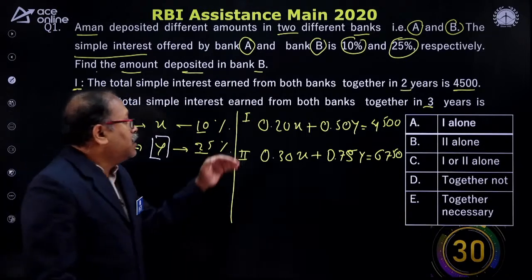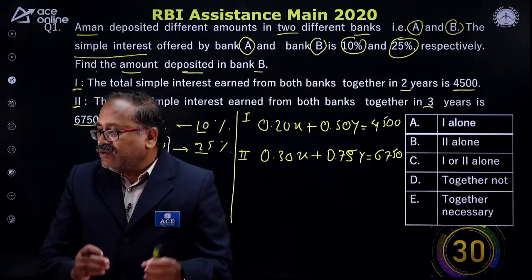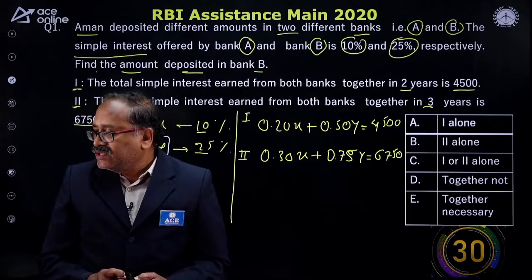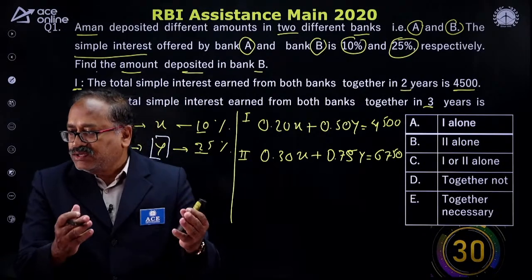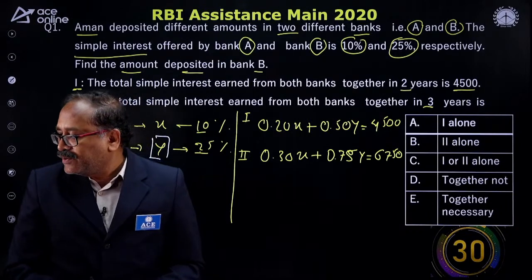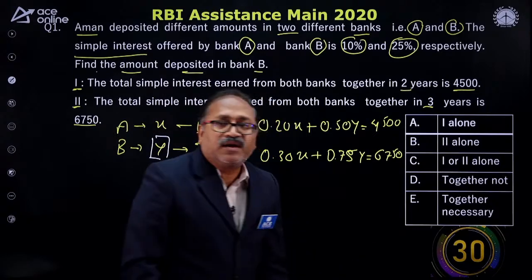Is 1 and 2 together sufficient to answer the question? Now I will wait for 30 seconds. Let's answer this, my young friends, or else I will respond to this question myself. Now Pawan is saying option E, together are necessary.